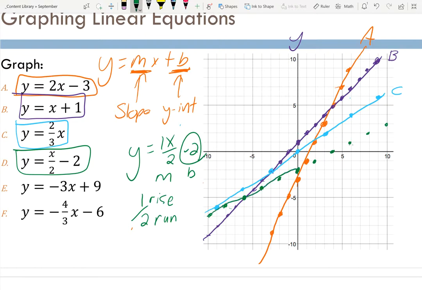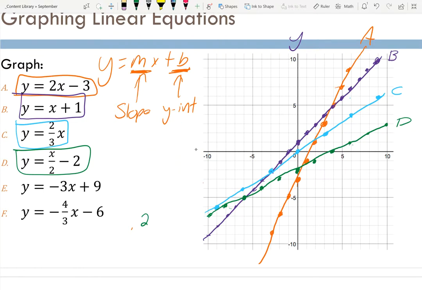So there is D. Okay. So hopefully we're starting to kind of see the pattern here. Hopefully we kind of get an idea of what's going on.